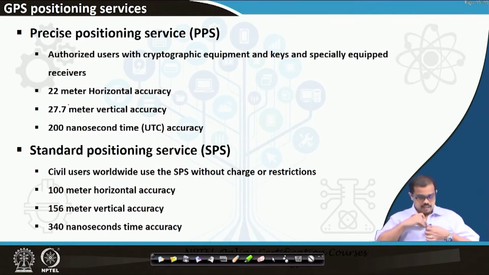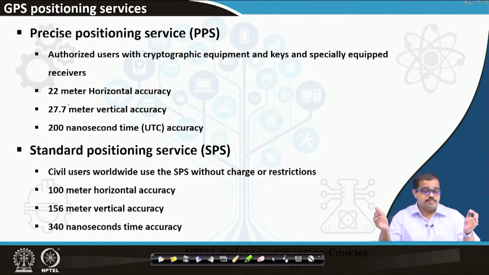And when you look at standard positioning service, most of the civil users worldwide use SPS without charge or restrictions. So most of the civilian applications are on a standard positioning service. Normally the accuracy of a standard positioning service is 100 meters horizontal accuracy, which means the accuracy of where your position is located horizontally may be somewhere around 100 meters. Okay, and 156 meters is the vertical accuracy. So you can see it is quite imprecise in terms of accuracy measurements, and 340 nanoseconds time accuracy.